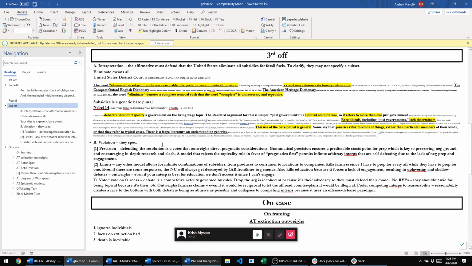So truth testing, that one's pretty common, so we're not going to have to go through it again in the other NCs, and then a lot of skepticism stuff.